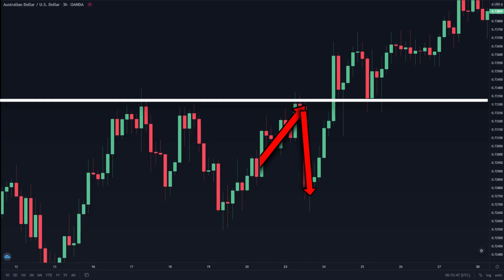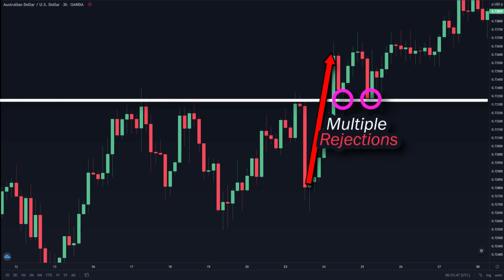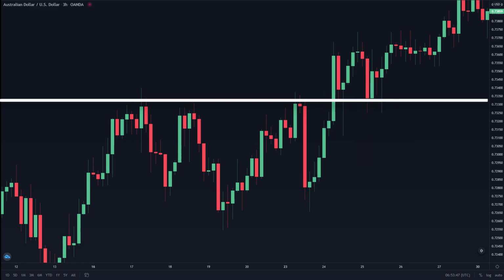And as we look to the right, we can see that the price broke past the resistance line and formed multiple rejections again, this time in the down part. So now, this previous resistance line has become a support line. Remember, if it's on top, then it's a resistance, and if it's at the bottom, then it's a support.